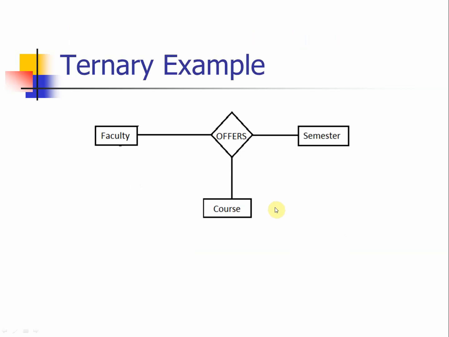So take a look at this example. This gives you a ternary relationship that connects faculty, which means who is the one that belongs to the department, and what courses this faculty teaches in what semester. You need to understand that in this ternary example, all 3 things have to happen at the same time to be captured by this offers ternary relationship.